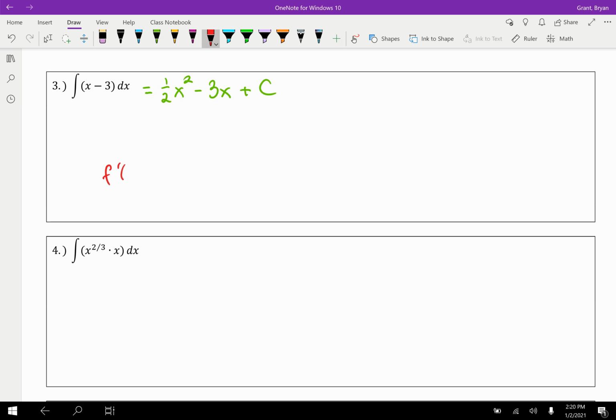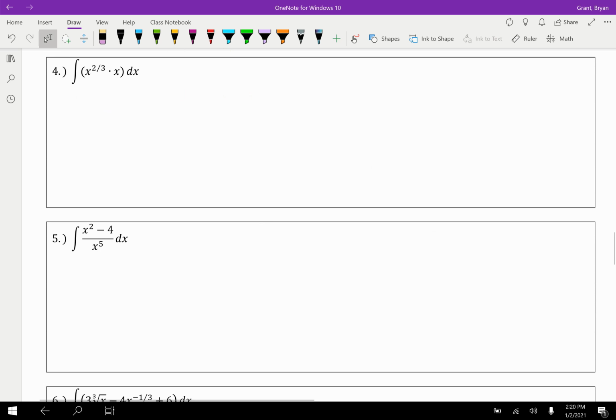Quick check. 1/2 x squared, the 2 comes down, cancels, leaves us with 1x. Negative 3x is negative 3. C becomes 0. We don't really need the 1. There we go. Nice. Okay, next one.